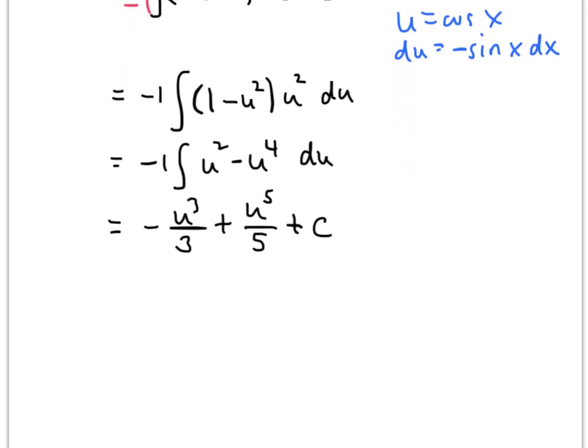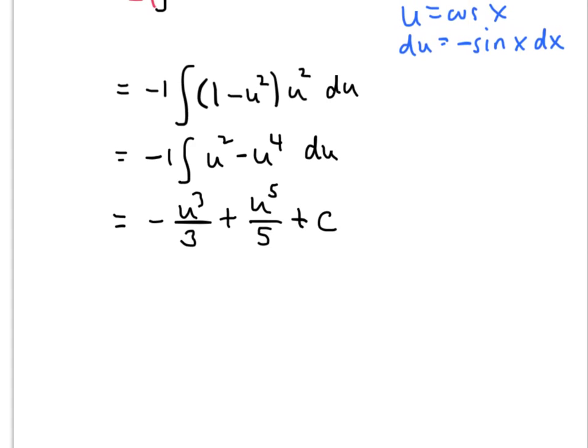And of course we're not quite done because we need to go back to the original variable. U was the cosine of x, so this is negative cosine cubed over 3, plus cosine to the 5th over 5, plus c. And now we're done.